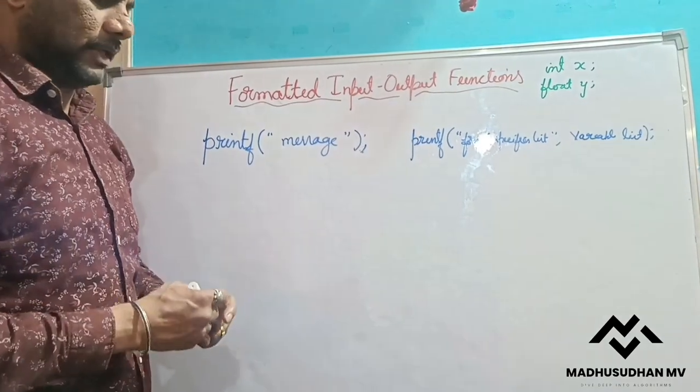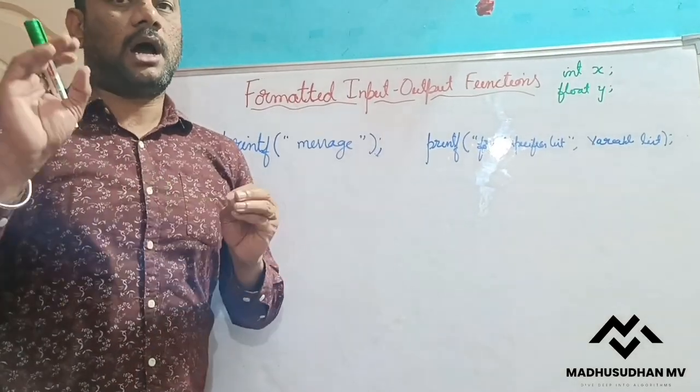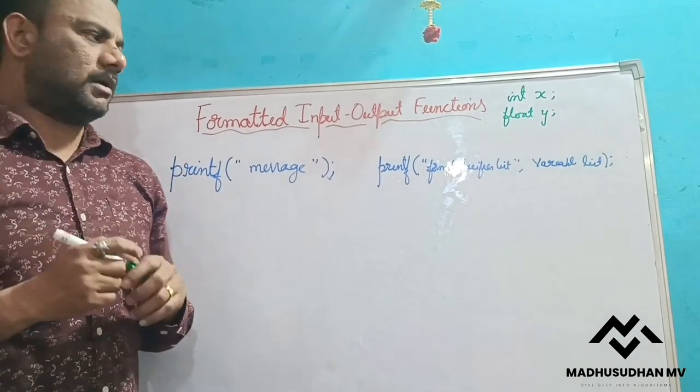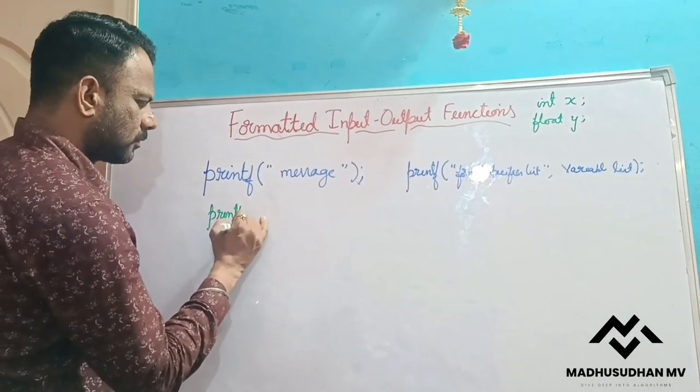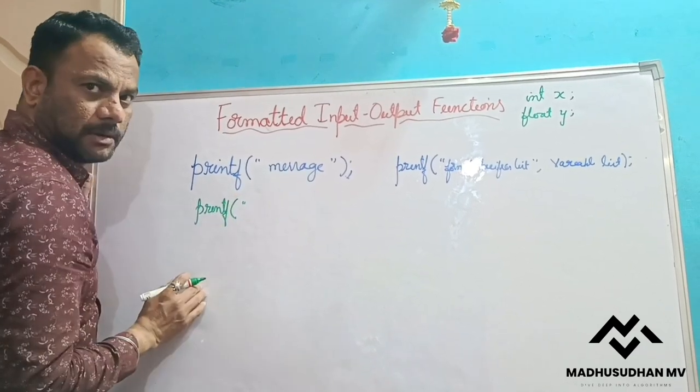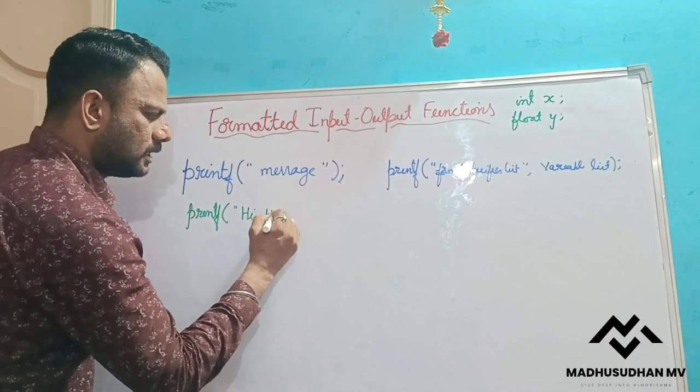Now let us see some other examples. Suppose I want to print just hi, hello. For that, what do I have to write? printf, then open the double quotes. What do I want to write? Hi, space, and then hello.